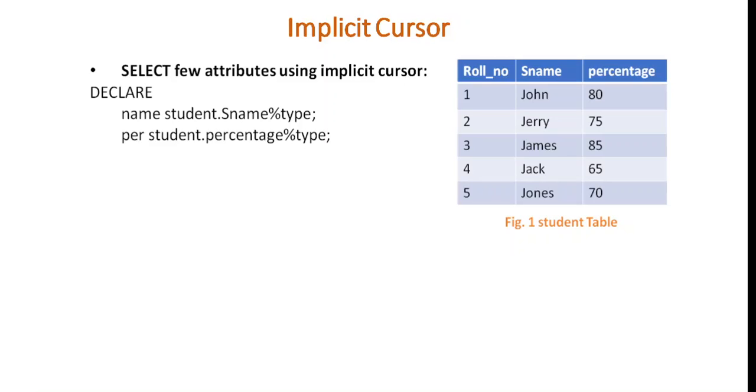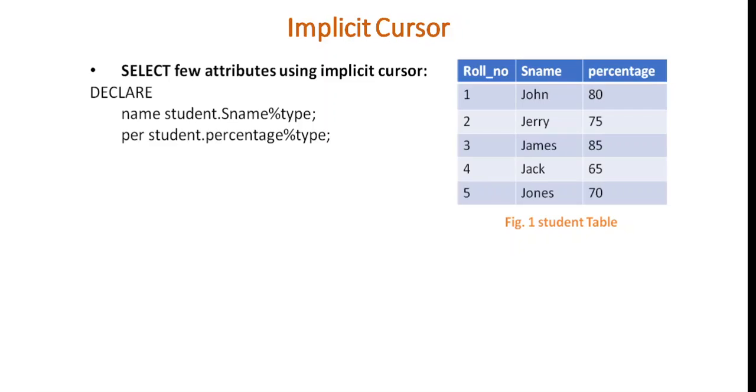Similarly, I have another variable, percentage. I want to fetch the percentage of a student from the student table into this per variable. Per is the name of my variable. So the data type of this per variable must be equal to the data type of the percentage attribute. That's why I have written per student.percentage%type. It means that this %type will assign the data type of the percentage attribute to the per variable.